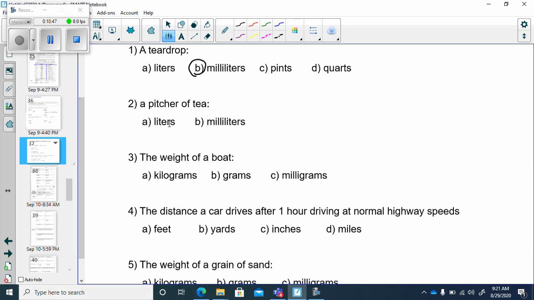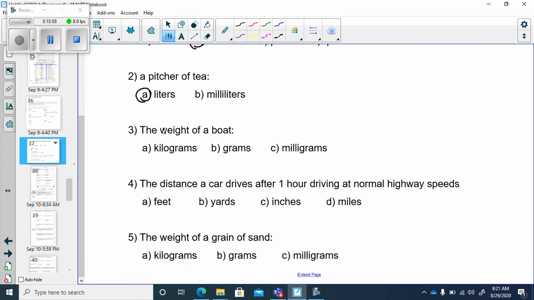How about a pitcher of tea? Would that be the very small quantity milliliters, or would that be a liter? It'd be a liter, wouldn't it? Remember we talked about a liter, 2 liters is about what a Coke comes in. How about the weight of a boat? Grams, milligrams, or kilograms? Milli means something small. Kilo means something big. So the weight of a boat would be in kilograms.